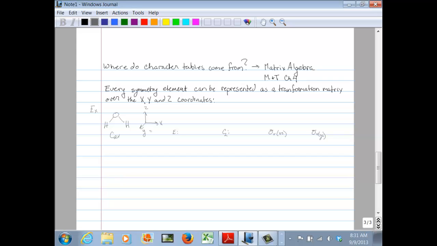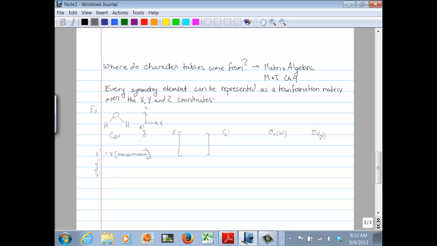So let's look at E. And a transformation matrix, you may or may not be familiar with this, but we have the X, Y, and Z coordinates. Basically what we're going to say is that after the operation, X, Y, and Z prime, which would be after the operation, is going to be equal to the original coordinates times a transformation. Okay, and I could say that for all of them.